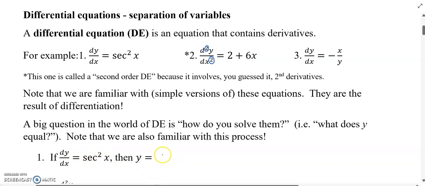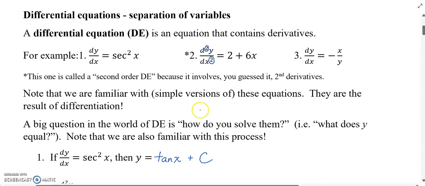Well, that's easy, I think. We know that secant squared of x is the derivative of the tangent of x, but it's also the derivative of the tangent of x plus 1, and the derivative of the tangent of x plus 2, and the derivative of the tangent of x plus negative 17, and whatever number we want to add, we'll call it a constant, doesn't affect its derivative. So therefore, we say that all the solutions are the tangent of x plus some constant c. You'll recognize this as the constant of integration when you find an indefinite integral.